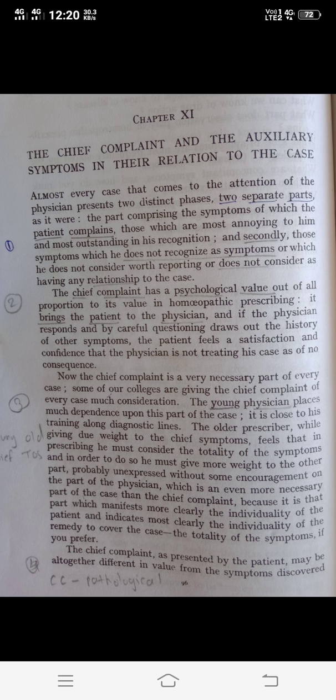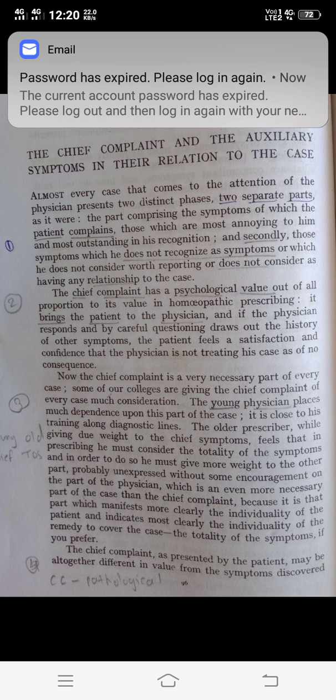So when you are asked about the chief complaint according to H. Robert, you have to give this definition that is explained in this para.